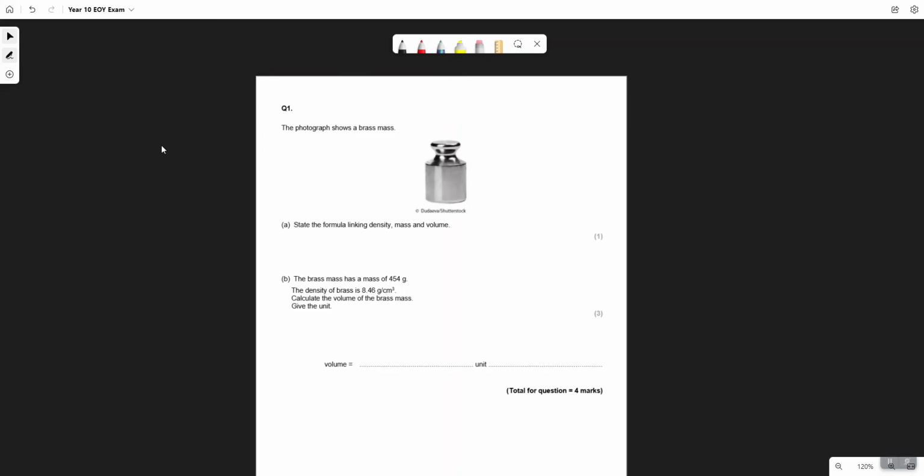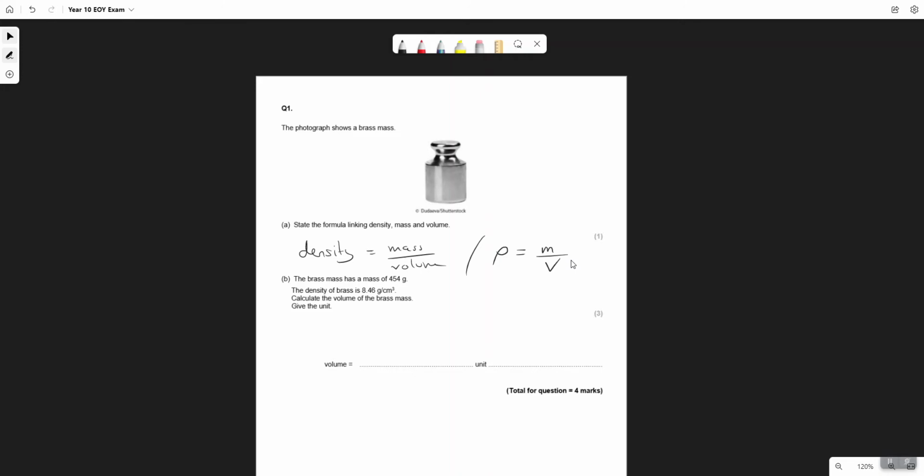Question 1, a nice straightforward recall one, so it's all about remembering a formula and using it. State the formula linking density, mass, and volume. In words or symbols, density is equal to mass over volume. If you want to do it in symbols, the symbol for density is a curly P, it's a rho, so rho is M over V.